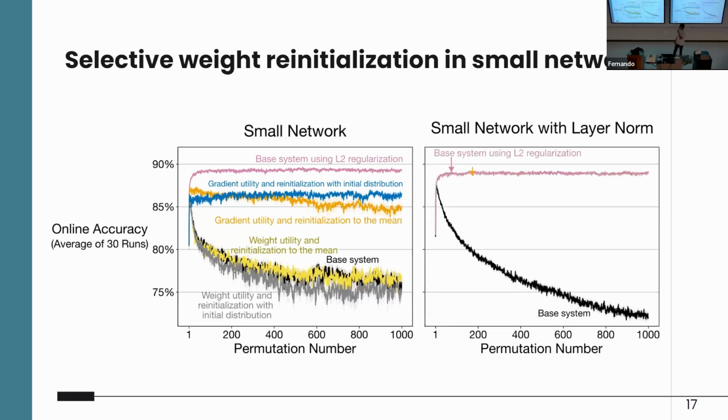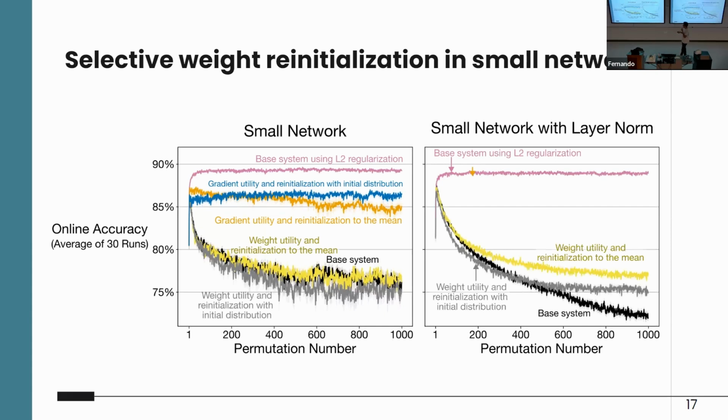Now for the small network with layer norm, here are the lines. This is the weight utility version, and here is the gradient utility version. So we can see now that both of them are actually doing pretty well. One of them is actually very close to the L2 regularization baseline. And this time, surprisingly, reinitialization to the mean managed to outperform reinitialization with the initial distribution, which was very surprising to me because, as Ross pointed out, you're just setting the weights to 0 and then just keep learning after that.